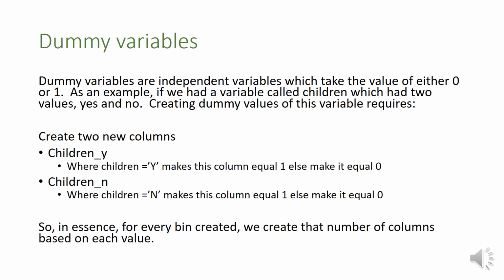Before we can go into the solution, this gives us a chance to introduce dummy variables. Dummy variables are independent variables which take the value of either 0 or 1. As an example, if you had a variable called children which had two values, yes or no, creating dummy variables requires creating two new columns, where each time it equals yes, it is 1 in the first column, and where it is no, the other column equals 1. So in essence, for every variable being created, we will create that number of columns based on each value.